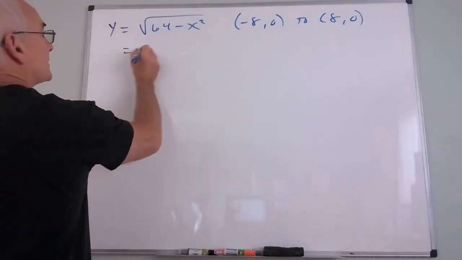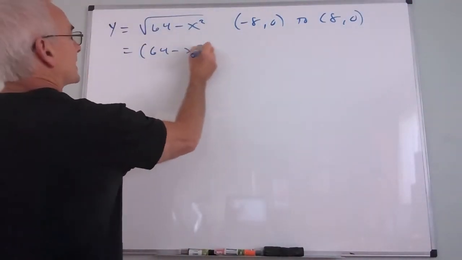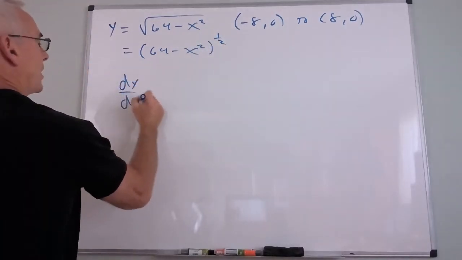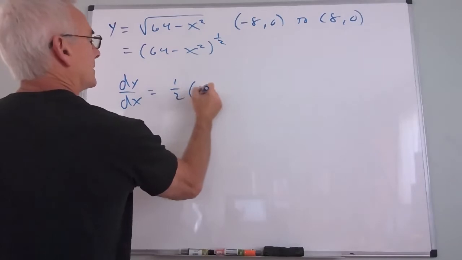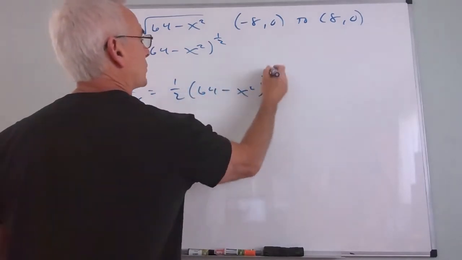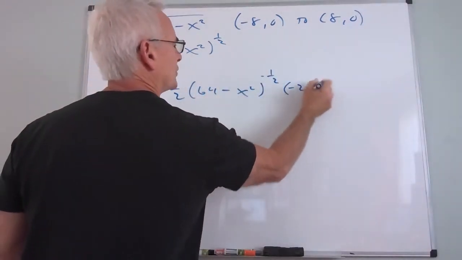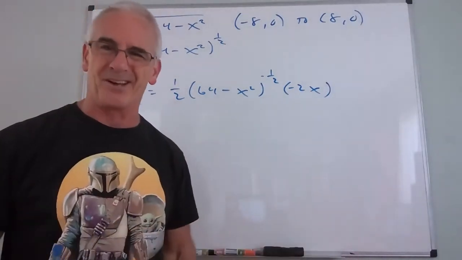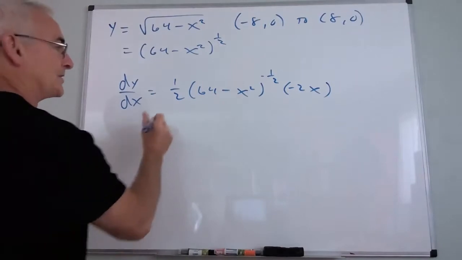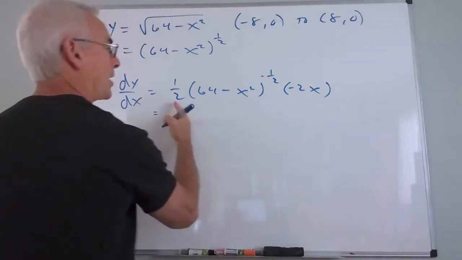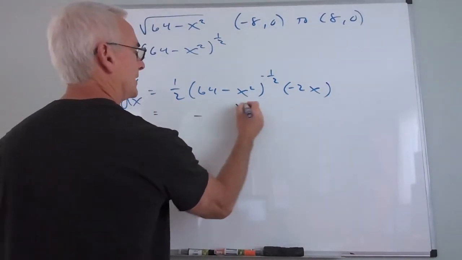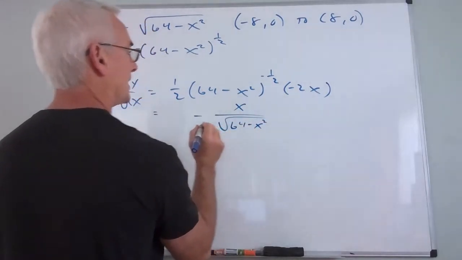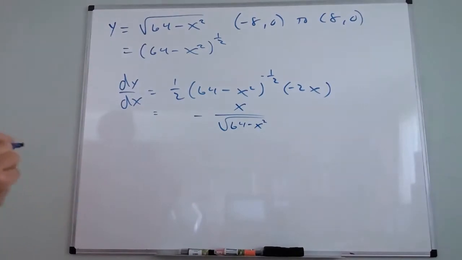So if I write this as 64 minus x squared to the 1/2, then the first thing we want to find is dy/dx. And again, in looking at the quizzes that were turned in, most people did a really good job on this. It was very mechanical, but were you just copying down what I had already done? That's really the question. Or did you think your way through the problem? So when I simplify this, I'll put it back over the root. Okay, so I get something that looks like this.